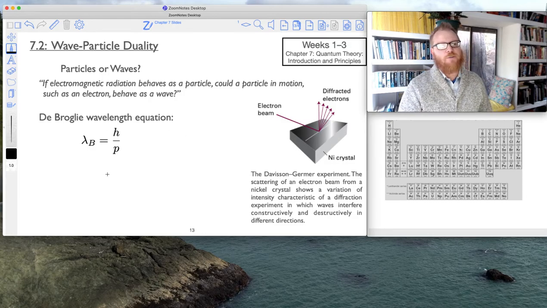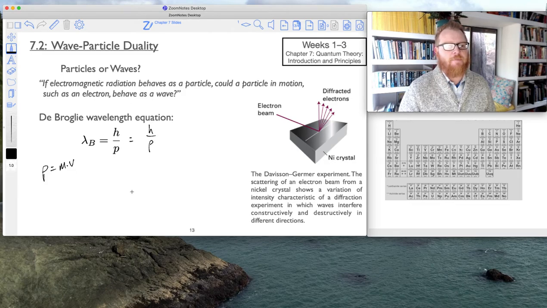Okay, so here's our famous de Broglie wavelength equation. The de Broglie wavelength equals h divided by p. We recall that's p for momentum, which equals mass times velocity. And of course h is Planck's constant. So I'm going to write that h divided by p.